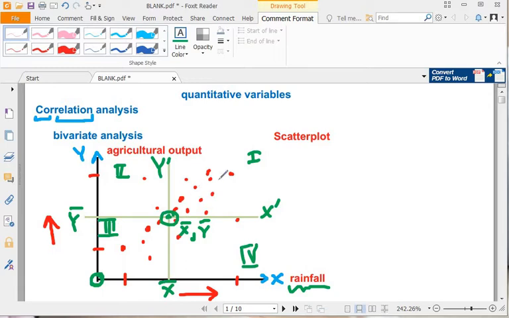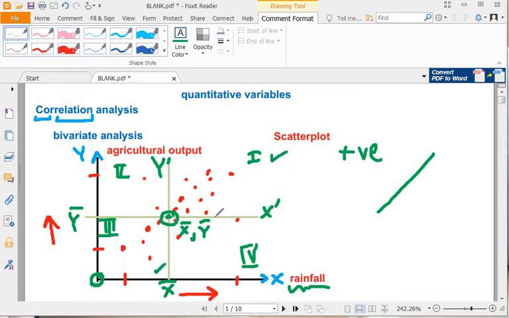So these values turn out to be in the first quadrant. There are two values in the second quadrant, about 1, 2, 3, 4, 5 values in the third quadrant, and about 3 values in the fourth quadrant. Since I had predicted a positive relationship between rainfall and agricultural output, which means I can expect a straight line like this, there are more values in the first quadrant and the third quadrant. There are hardly any values in the second quadrant and fourth quadrant. So most values are found in the first and third quadrants.